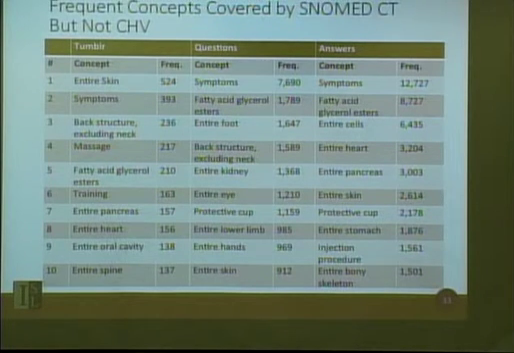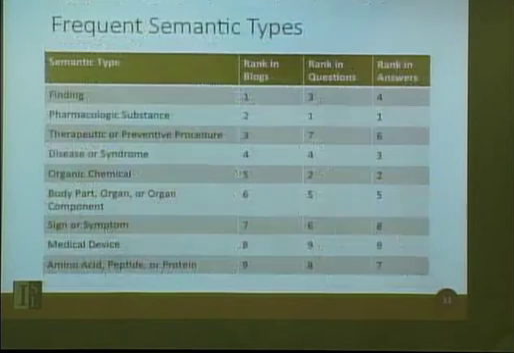Like entire skin, entire pancreas, entire heart, entire oral cavity, and those are covered by SNOMED and not CHV, which is kind of understandable because normally those are pretty professional concepts, pretty professional terms that may not be widely used by the users, by the consumers.